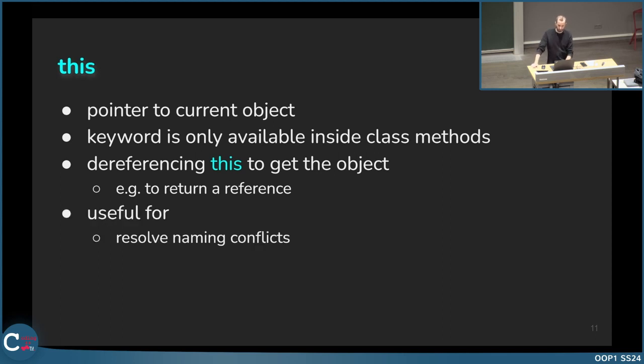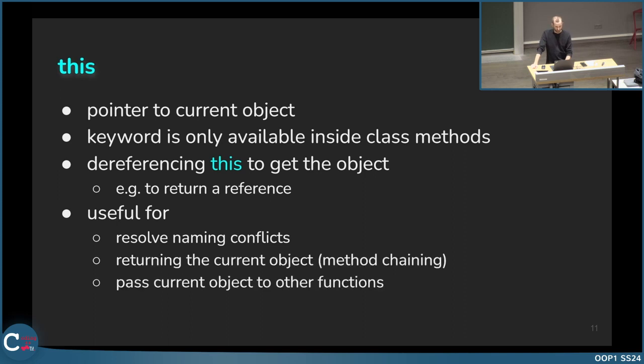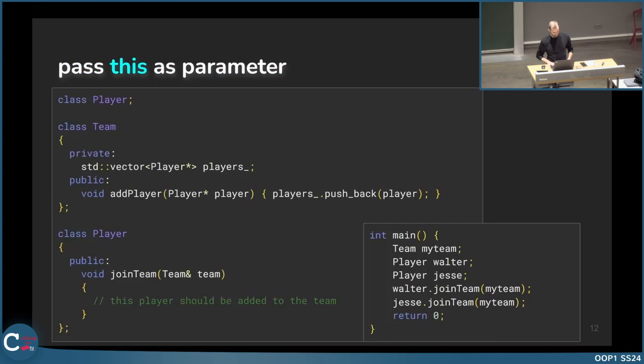And it's useful, for example, for resolving naming conflicts, and also two other things we want to have a look at now: so-called method chaining, and when we want to pass the current object to other functions. It's also very interesting.